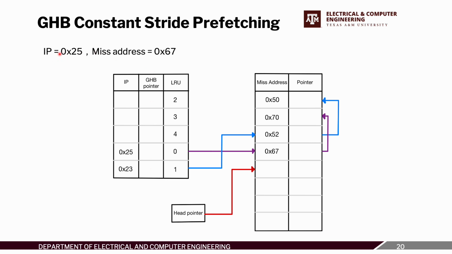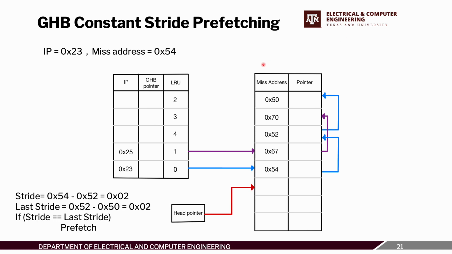In the same way, for another IP 0x25, there is a linked list structure being formed. Now let's say we have another misaddress of IP 0x23 coming in. We form the linked list structure by updating the GHB pointer. Now we see that there are two stride informations that we can extract for this IP, which is the stride, 0x54 minus 0x52, and the previous stride, which is 0x52 minus 0x50. When we see that the stride and last stride are equal, we go ahead and prefetch in the same manner that we saw in the IP stride prefetching.